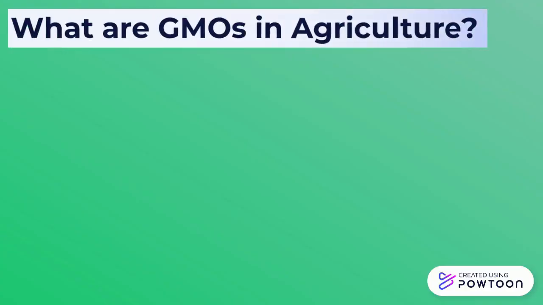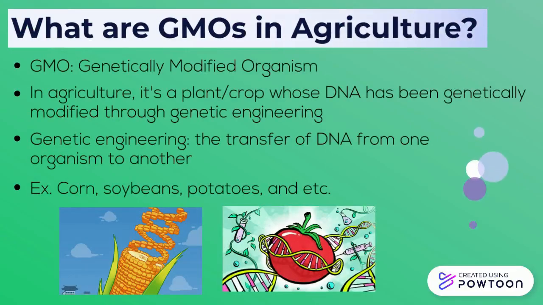So first things first, what are GMOs in agriculture? GMO stands for genetically modified organism. In agriculture, it is specifically plants or crops whose DNA has been genetically modified through genetic engineering. There are tons of GMOs, but common examples are corn, soybeans, and potatoes.